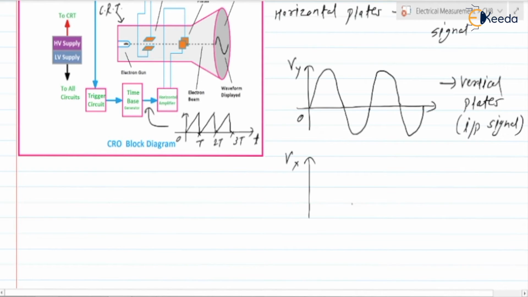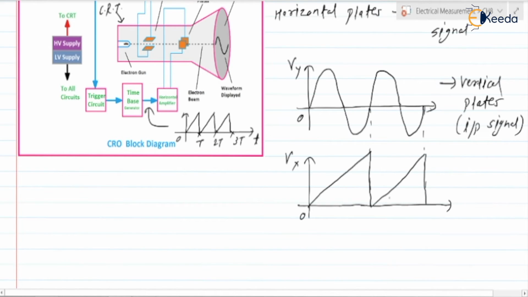Next, the input to the horizontal plates. The horizontal plate will determine the time. As I said, the time period or the frequency of both the signals should be the same. So it is like this, and here it is.